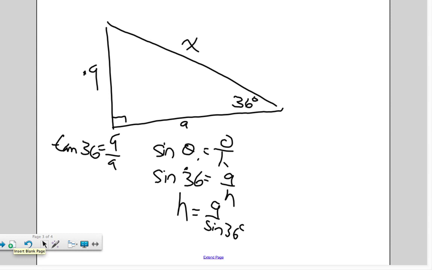Since you're trying to find the hypotenuse, how did you get sin 36? Because this is my angle. I'm looking at sine of 36. So sine is the relationship between the opposite side and the hypotenuse. So sine of 36 is 9 over h. So you just start off with sine of my angle, beta, is opposite over hypotenuse, and just start plugging in what you know. So we know theta, or angle, is 36, and we know the opposite side is 9, but we don't know what h is.